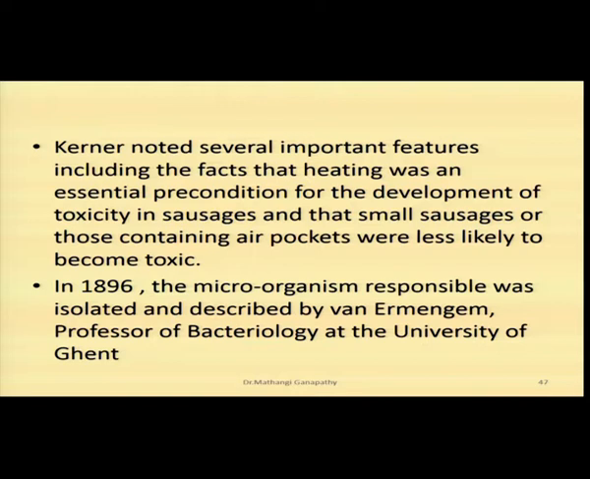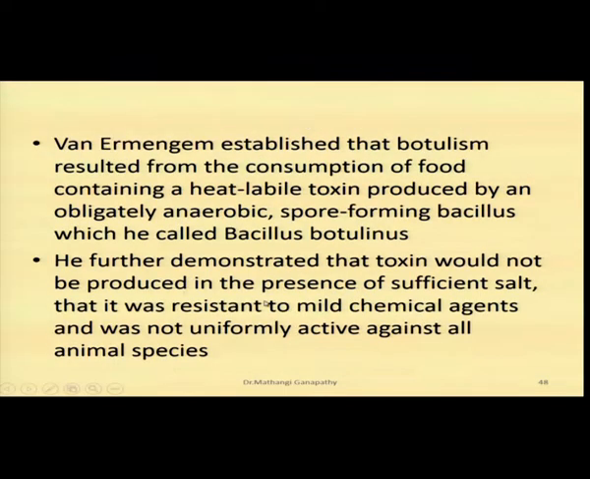In 1896, the microorganism responsible was isolated and described by Van Ermengem, the professor of bacteriology at the University of Ghent. This scientist was actually a student of Robert Koch. Van Ermengem established that botulism resulted from the consumption of food containing a heat-labile toxin produced by an obligately anaerobic spore-forming bacillus, and he called this Bacillus botulinus.